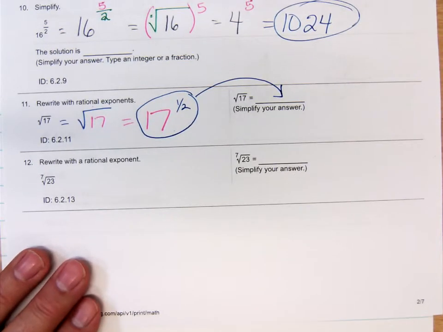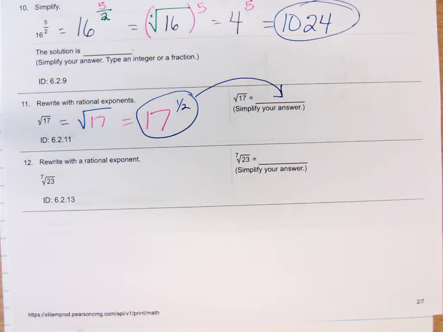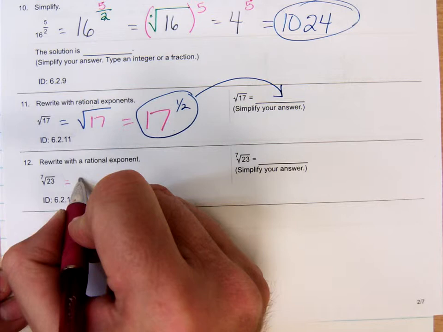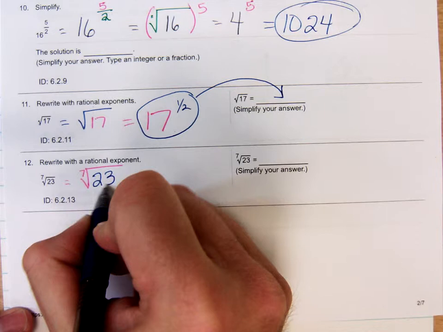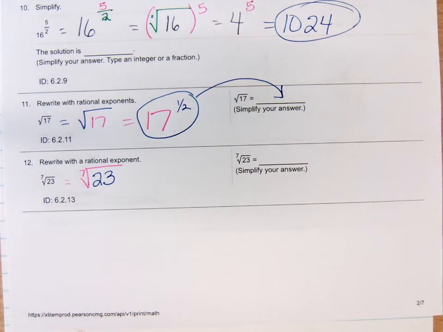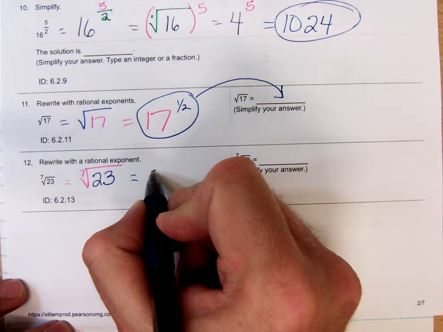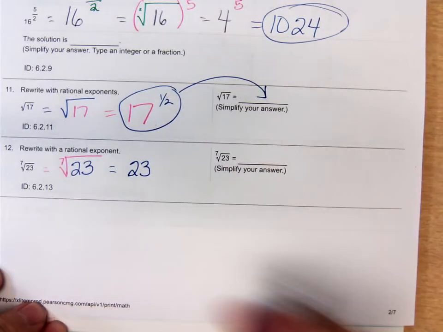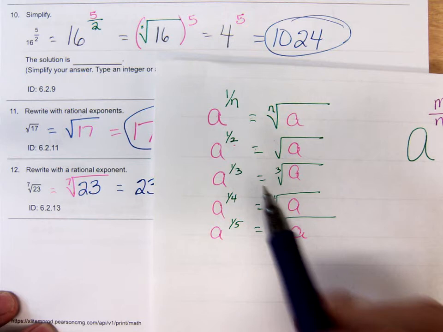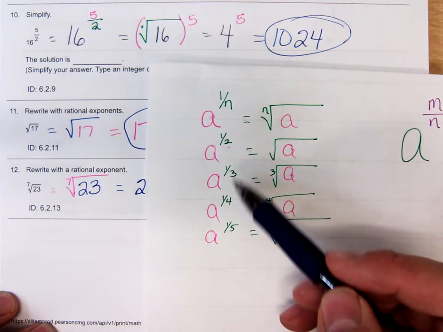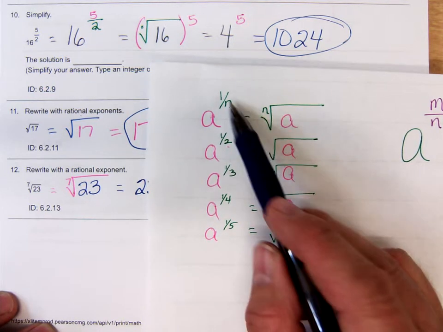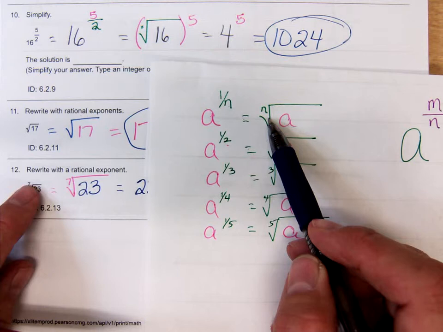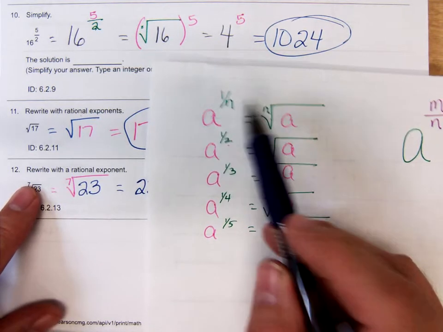Ooh, what about number 12? Look at that. The 7th root of 23. The 7th root of 23. How will we write that as a fractional exponent? Well, I didn't actually write out 1 over 7. That's what this statement's for. The general statement, 1 over n is an nth root. So a 7th root would be a 1 over 7 power.